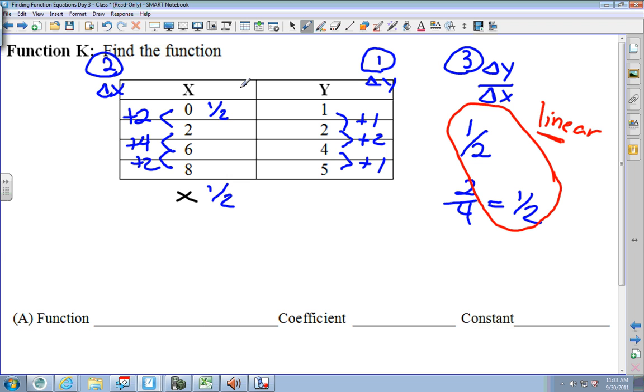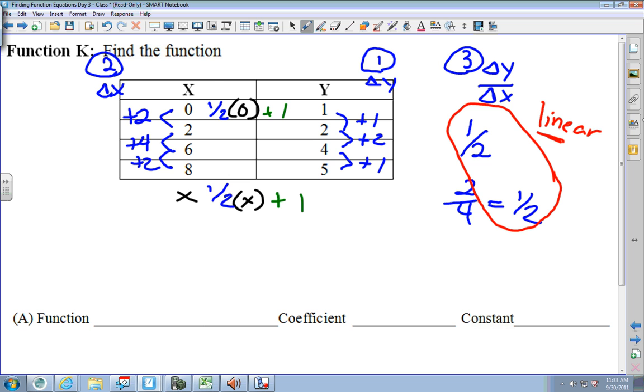So I'm going to take 1/2. Now I'm going to go to 0, remember, because 0 is my favorite. I'll put the x right there. What is 1/2 times 0? Well, it's 0. Anything times 0 is 0. What do you have to do to 0 to get to 1? Add 1.